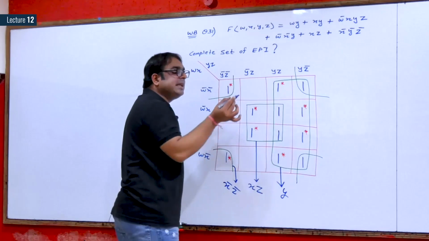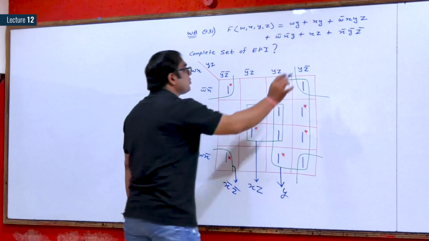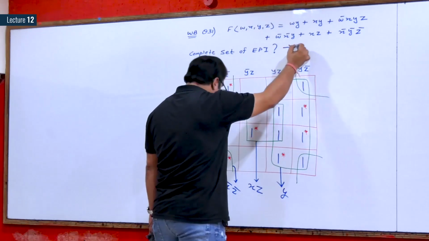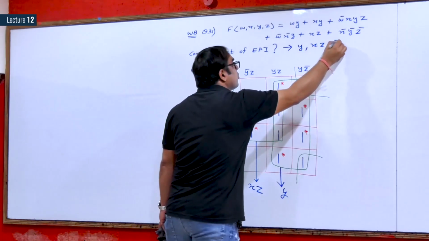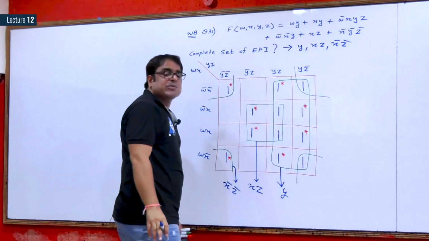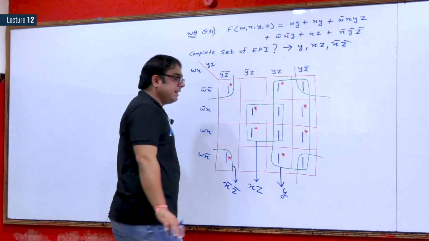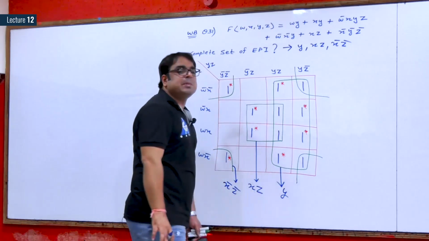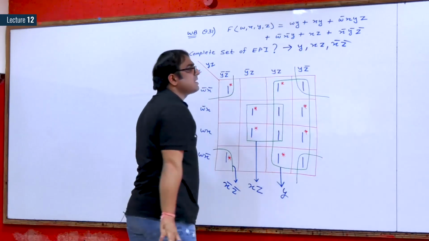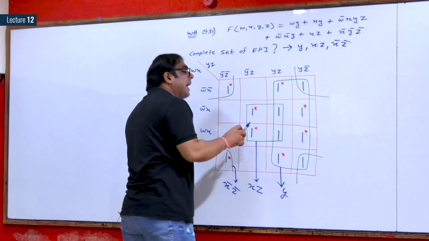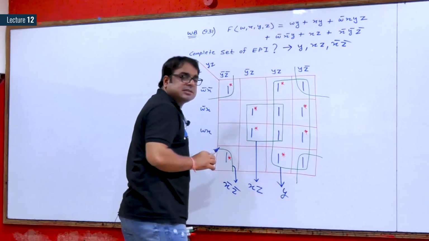There are three prime implicants, all of them are essential. So the complete set of essential prime implicants is Y, X Z, X complement Z complement. There are three prime implicants, all three are essential, and this is the list of those essential prime implicants, and the reasons I have marked with a star. So this is the answer of this question.